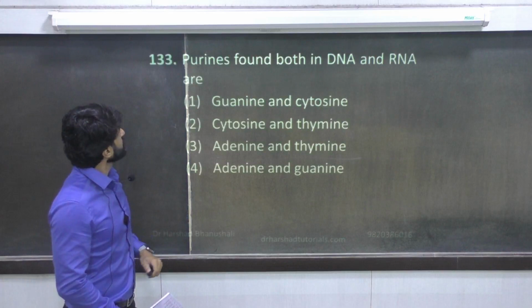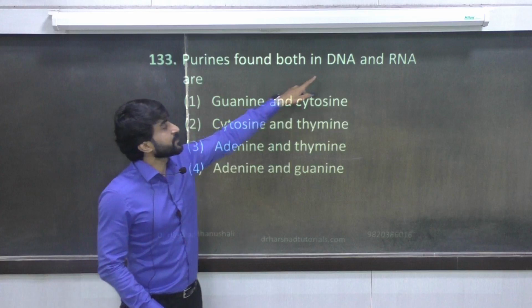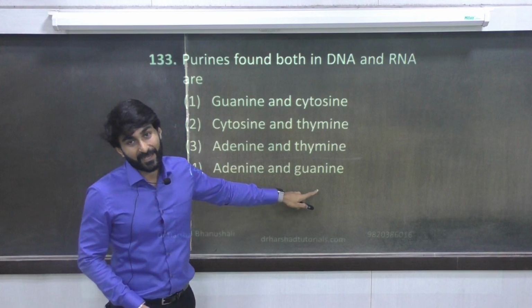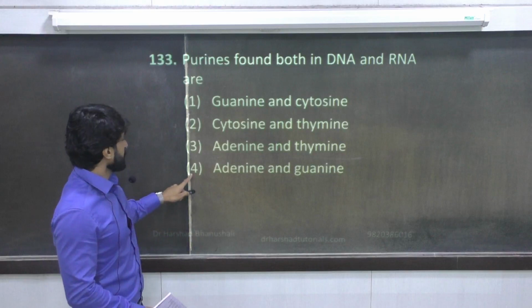133, very very easy question. They have asked about purines found in DNA and RNA. I hope you know, pyrimidines are different in DNA and RNA. Purines in DNA and RNA are always adenine and guanine. So 133, a straightforward question according to me, the answer would be option number 4.